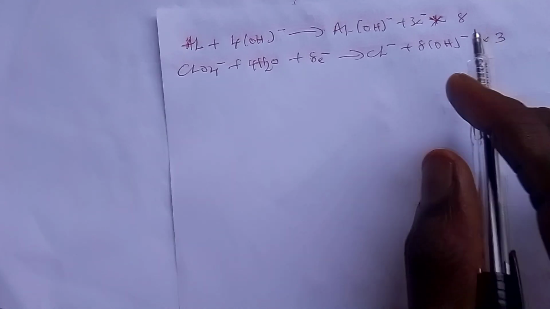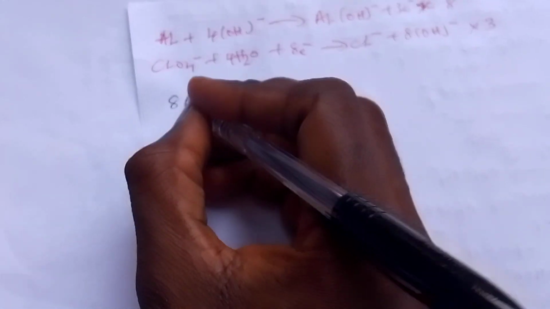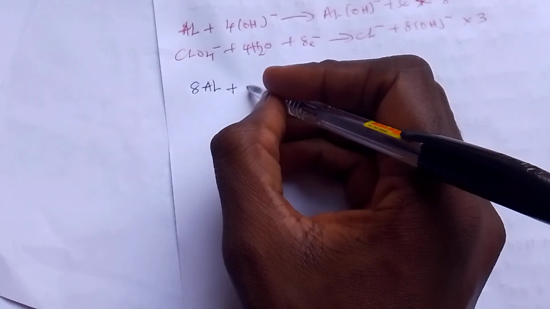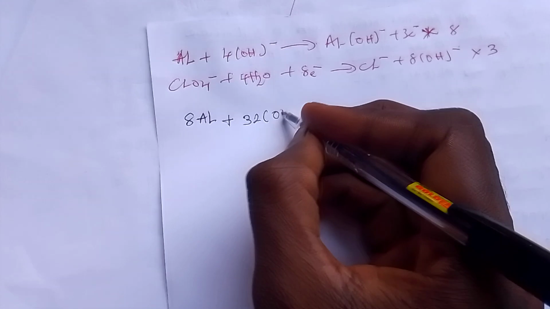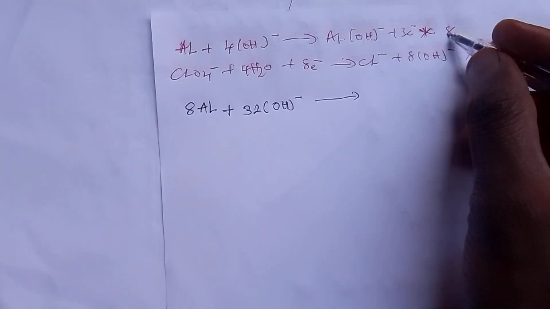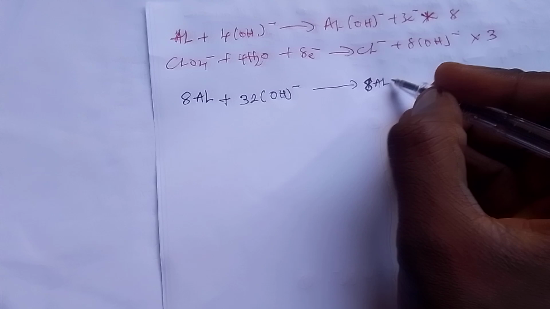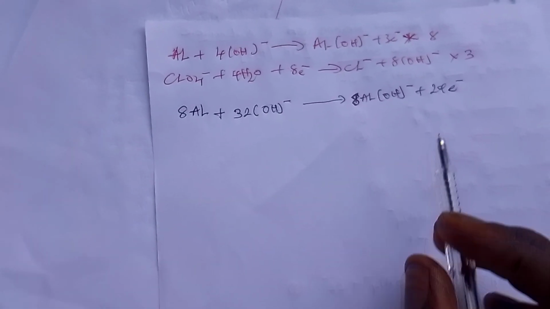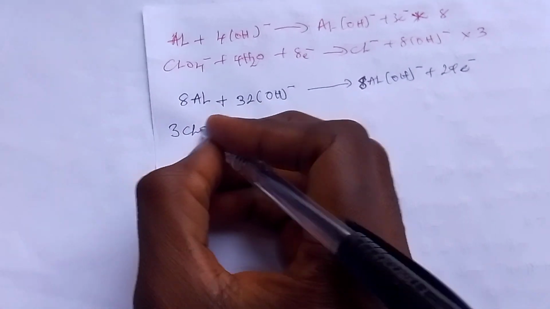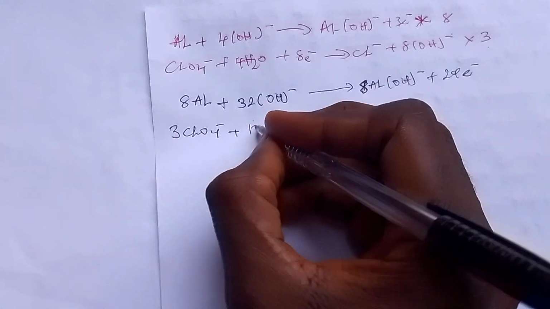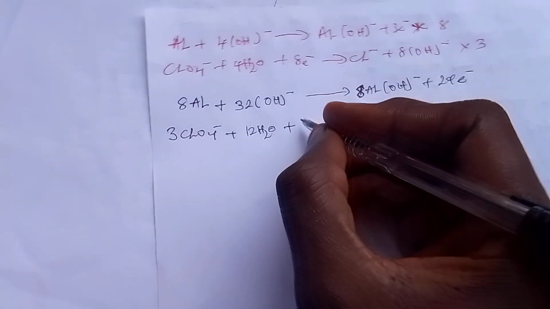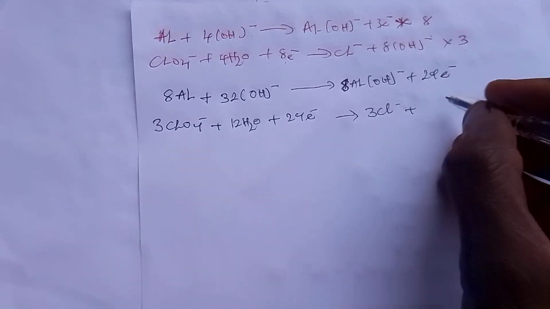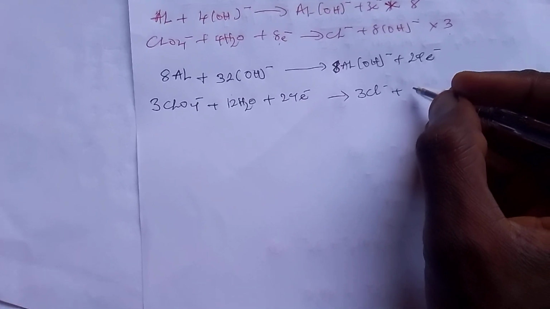So my new equation now becomes 8 times this guy becomes 8 aluminum plus 8 times 4, I think that should be 32 hydroxyl, which will give me 8 aluminum hydroxide. 8 times this guy is now 24 electron. So I'm taking 3 times this guy is 3 perchlorate. 3 times this guy is 12H2O. 3 times this guy is 24 electron. 3 times this guy is 3 chlorine. 3 times this guy, I think it should give me 24.